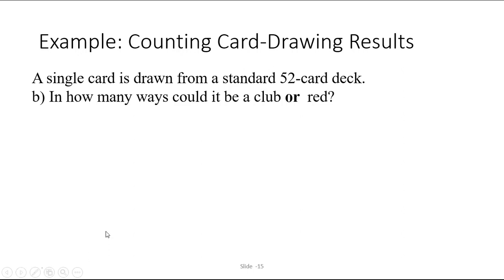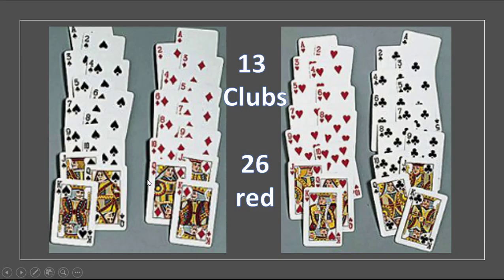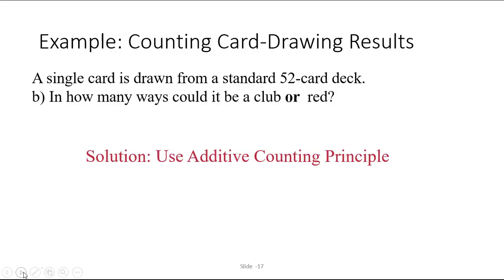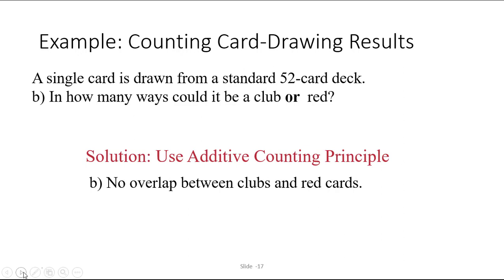In how many ways could this single card drawn from the standard 52 card deck be a club or a red card? So we want to think about clubs and red cards. Is there any overlap between the set of clubs, which is on the far right, and all the red cards, which are in the two middle pieces? The answer is no, because clubs are black and the diamonds and hearts are red, so they don't have anything in common. So we use the additive counting principle because it's an OR problem and there's no overlap, all we have to do is add. Clubs, we have 13. Red cards, we have 26. And there's an error there. That should be 39, for a total of 39.